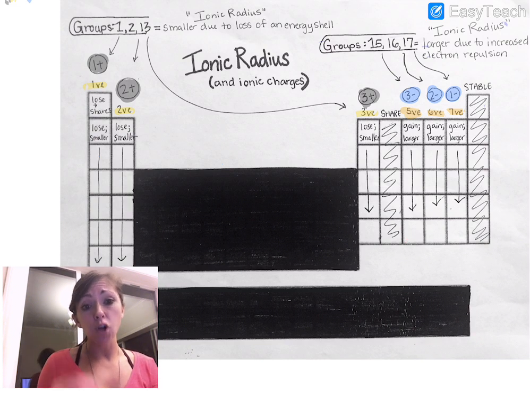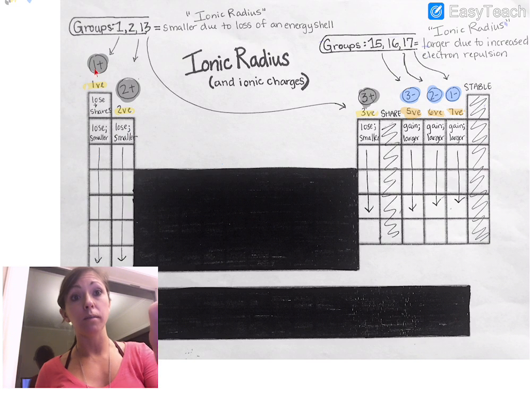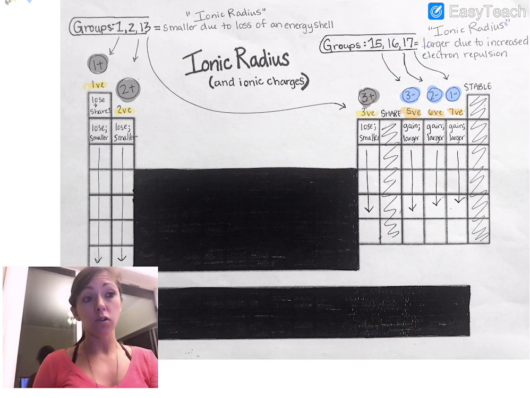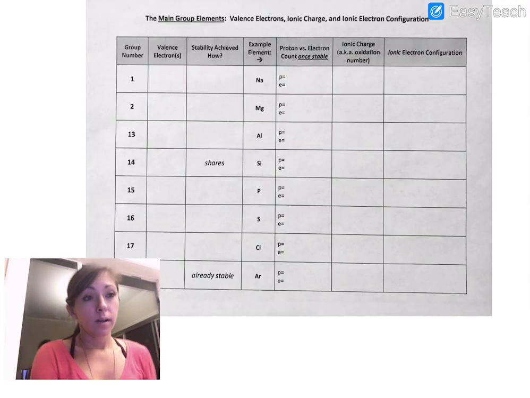An ion is a charged atom, okay? Meaning it's either positively charged, which are going to be those right here that lose valence electrons, or it's going to be negatively charged, which are going to be these groups right here that gain valence electrons. So let's look at this and put it together with some stuff we already know.